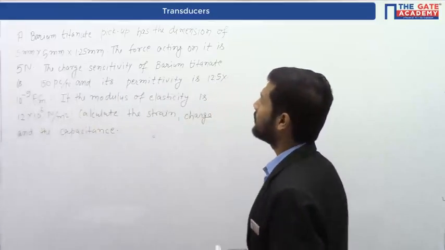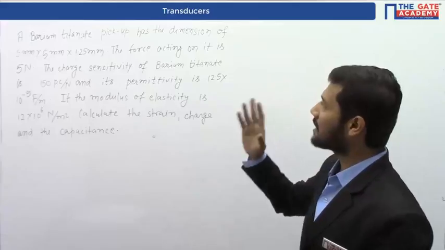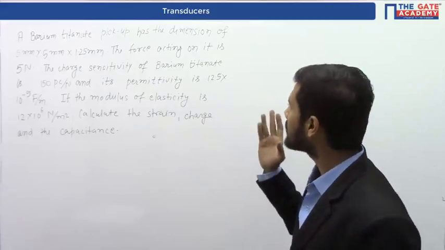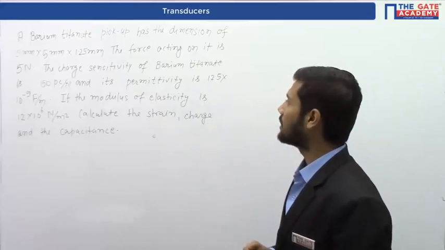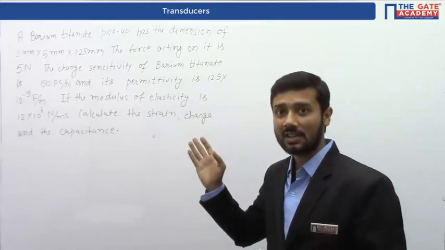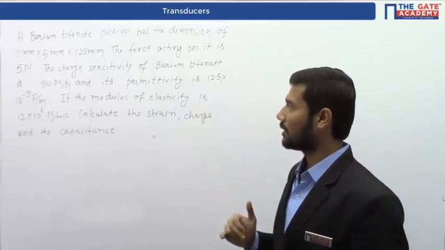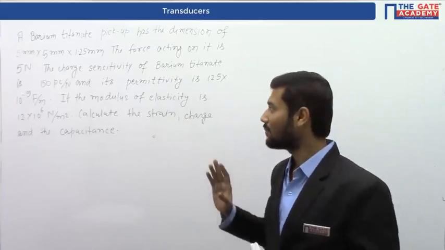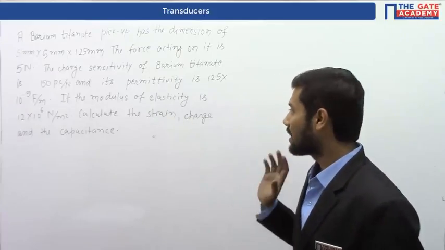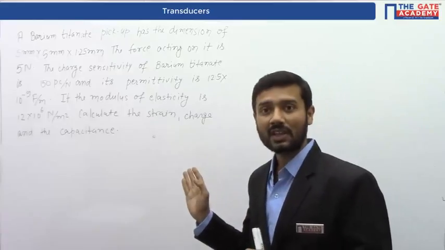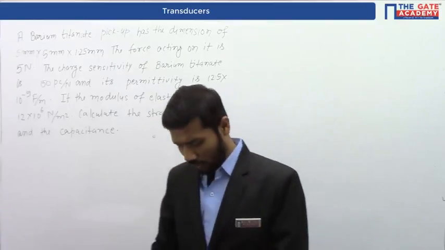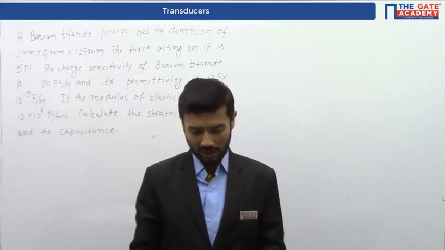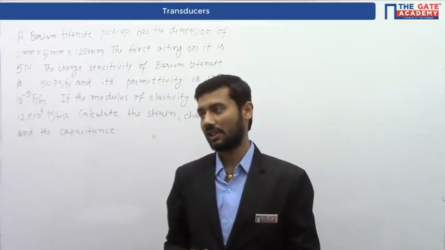Now our question is, a barium titanate pickup has the dimension of 5 mm into 5 mm into 1.25 mm. The force acting on it is 5 Newton. The charge sensitivity of barium titanate is 150 picocoulomb per Newton and its permittivity is 12.5 into 10 to the power minus 9 Newton per meter square. Calculate the strain, charge and the capacitance. So this question belongs to the piezoelectric transducer, and we are going to solve this question.